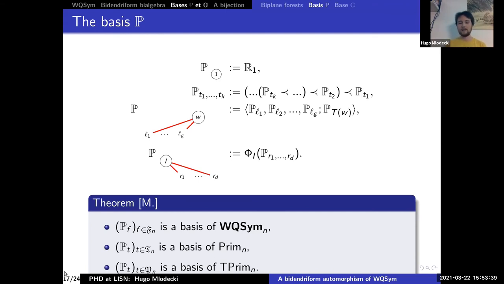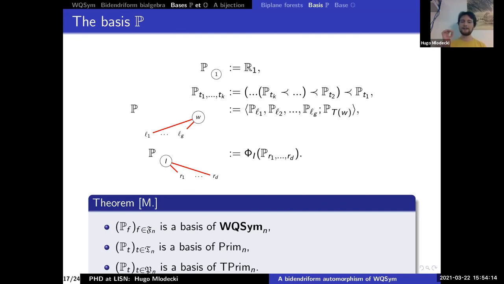And as I get that, I can build a basis of primitive elements. So it's only trees on this basis. And then we get the whole algebra with forests. So that is the main theorem for the first part, for the primal algebra, for WQSym.